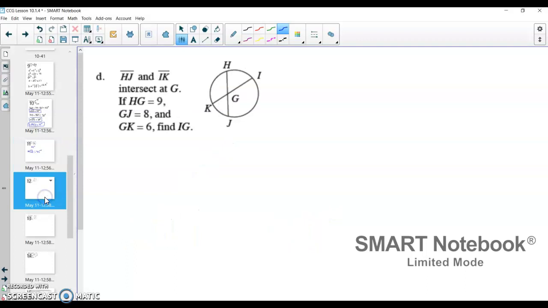All right, keep moving along here. We have intersecting chords. We did a problem like this last week. I don't remember if it was Wednesday or Thursday. But what we see here is that we have HJ and KI intersecting one another. They say that HG, so from H to G is 9 units, from G to J is 8 units, and from G to K is 6 units.